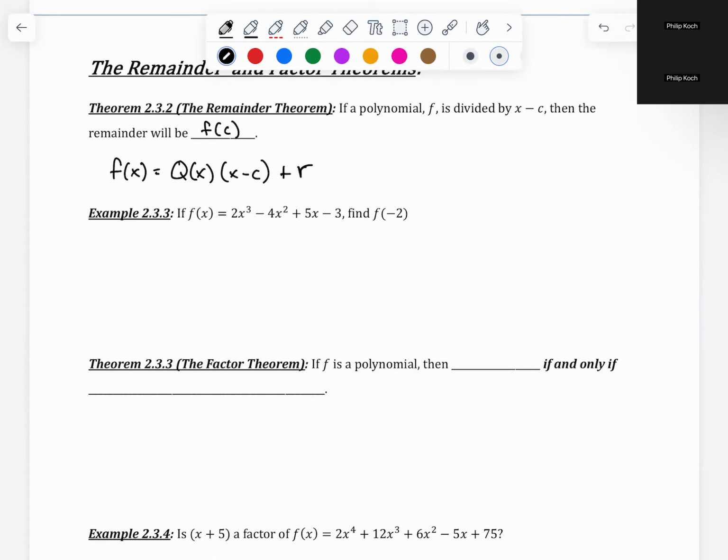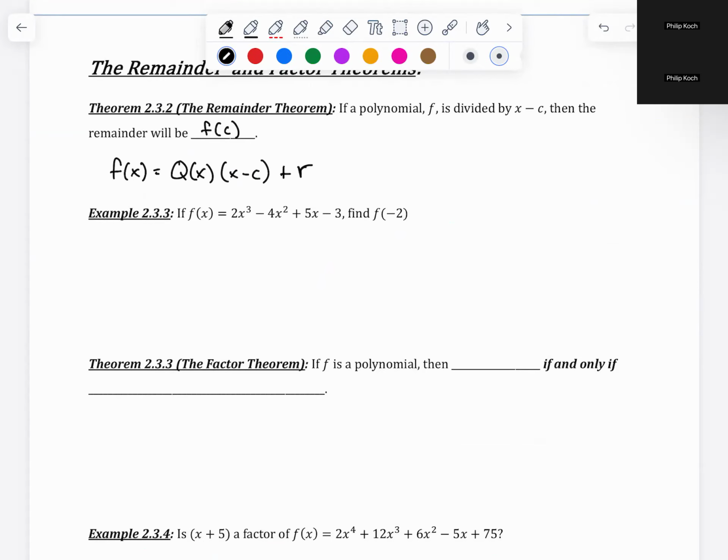And because you're dividing by an x minus c, your remainder will always be a number. It won't be a function at all. It'll just be, well, a number is a function, but it'll just be a constant. It won't be anything else.